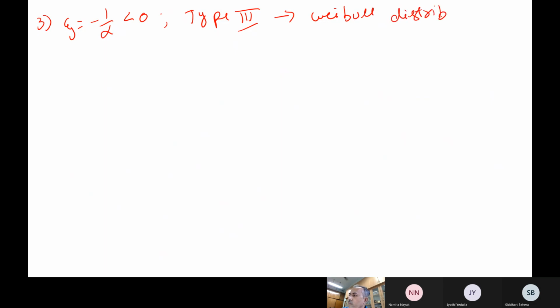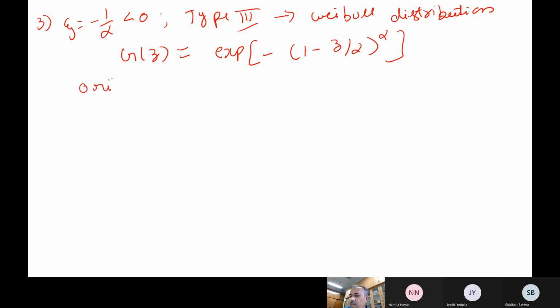The last one is the type 3 distribution, where psi is minus 1 by alpha, which is less than 0. So this turns out to be the type 3 distribution, which is also known as the Weibull distribution. G of z can be written as exponential of minus 1 minus z by alpha, the whole to the power of alpha. This distribution comes with the original data.